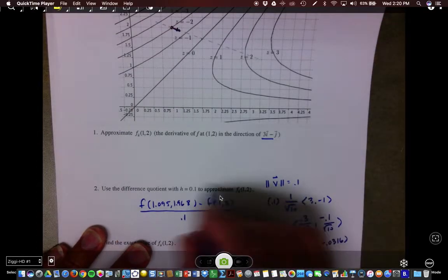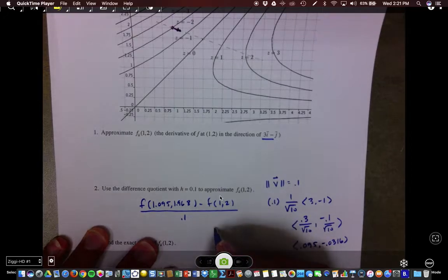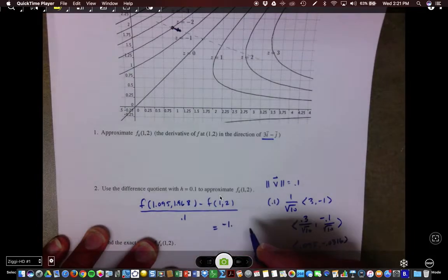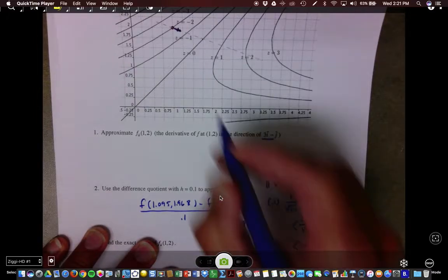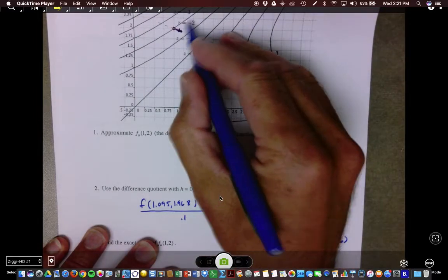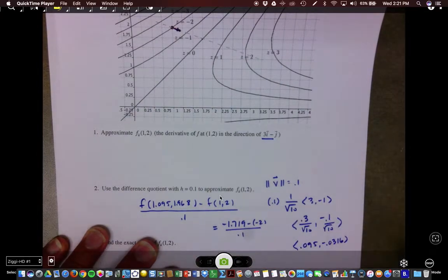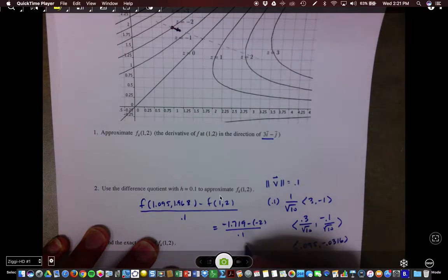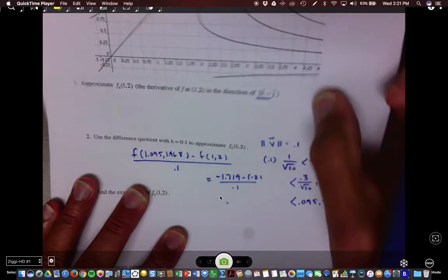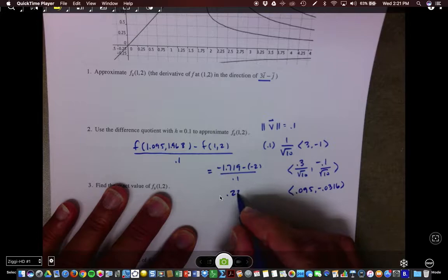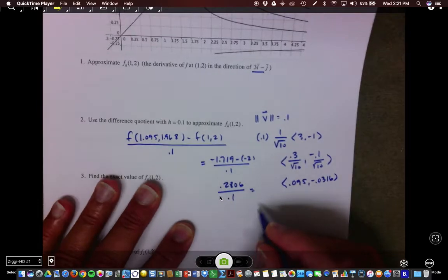In order to get this approximation, I'm really going to have to rely on my calculator. We're going to find that the value at the endpoint is negative 1.719, minus f of (1, 2). I can get that either by plugging (1, 2) into the function, or I can just look at the graph and say I know that that's negative 2, and then divide that by 0.1. So the numerator ends up being 0.2806, and then divide that by 0.1.